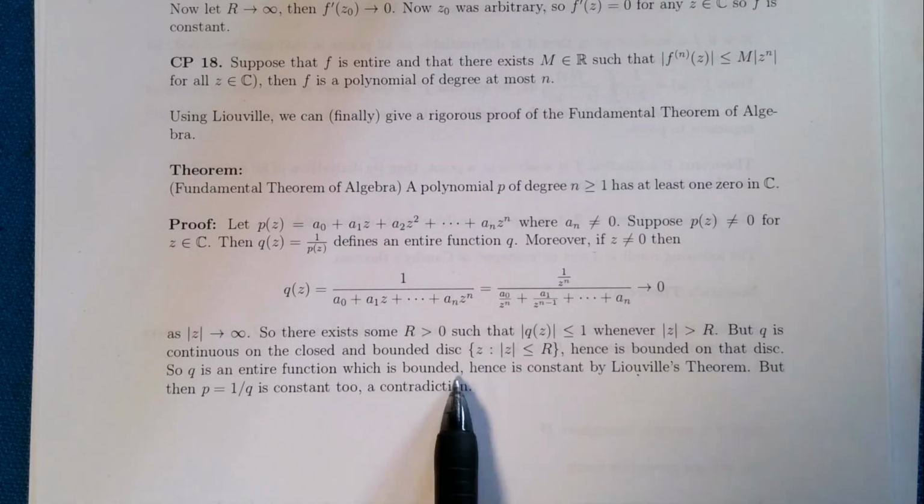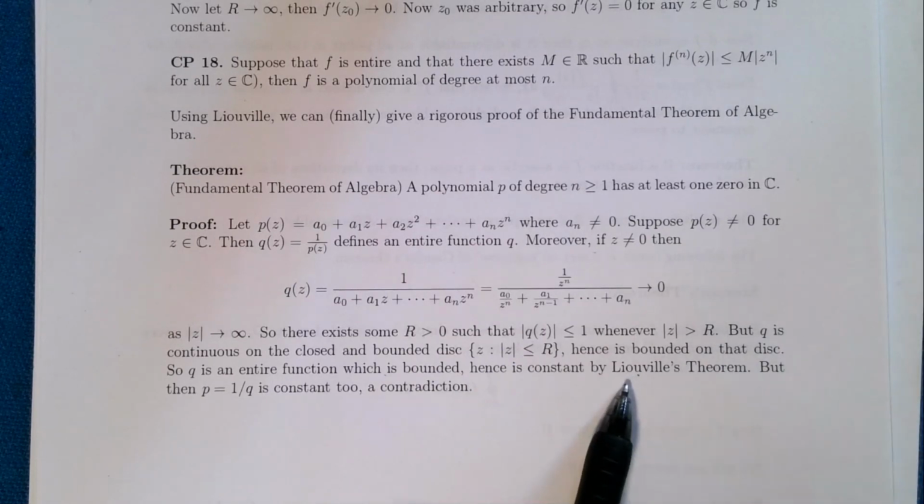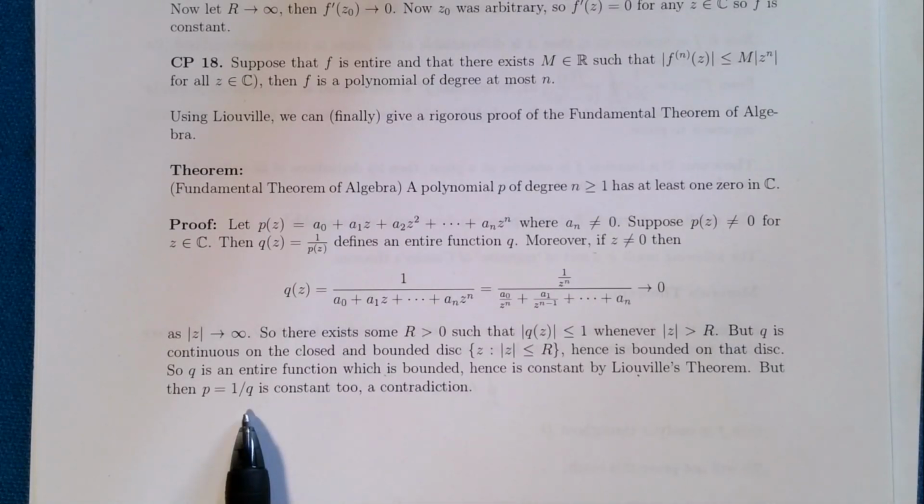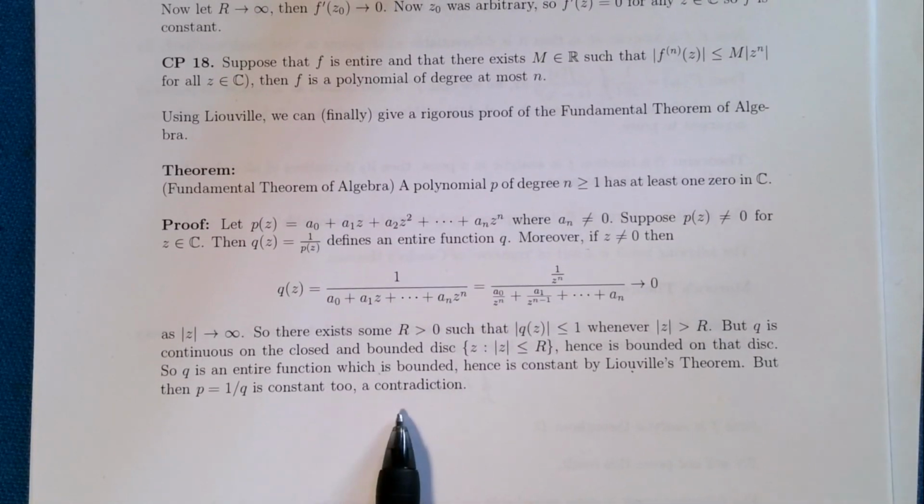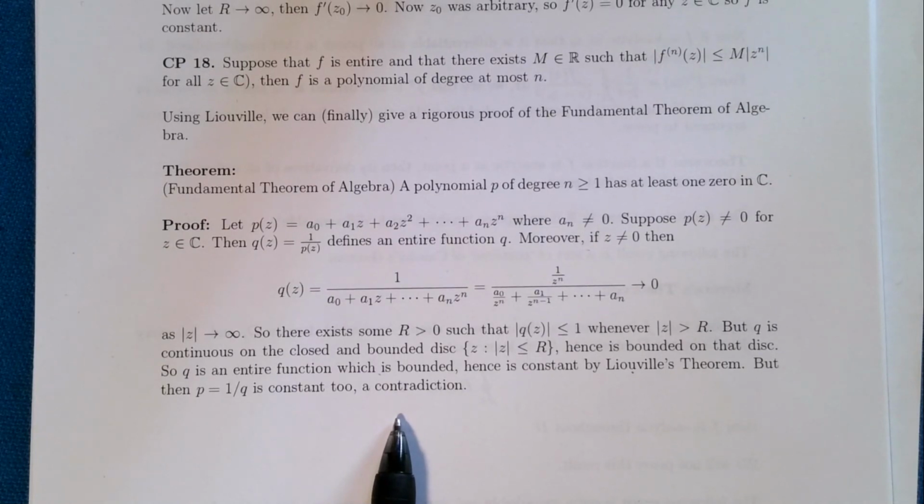So it's a bounded entire function, and by Liouville's theorem it must be a constant. Well, if q is a constant, then p equals 1 over q is a constant also, and that's our contradiction. And that is the end of section 7.